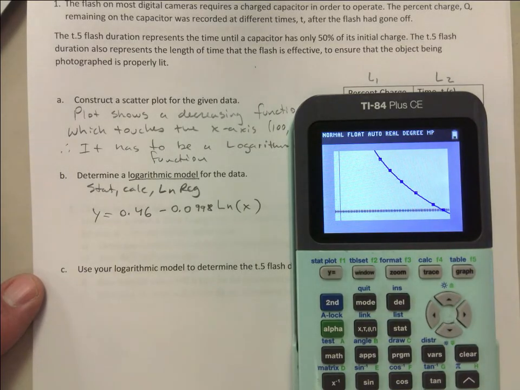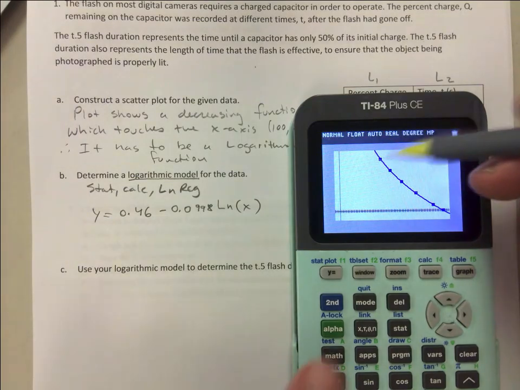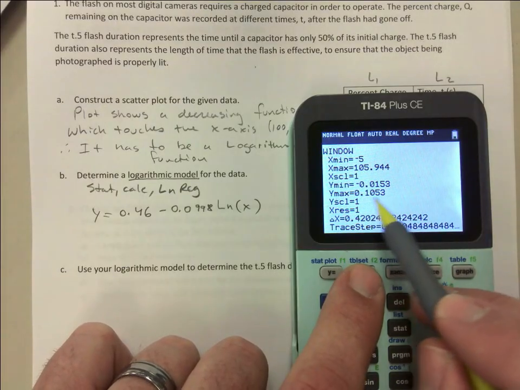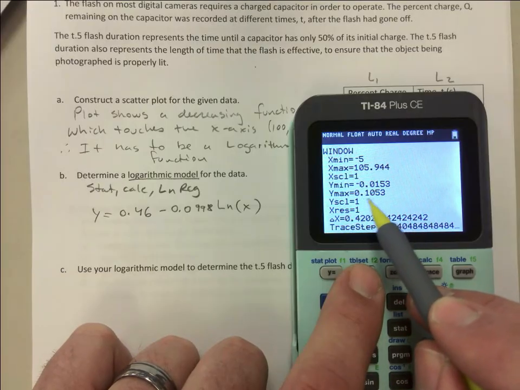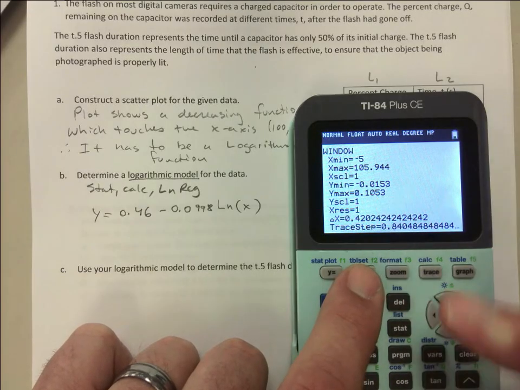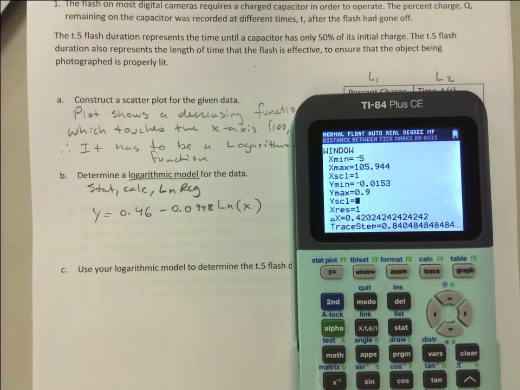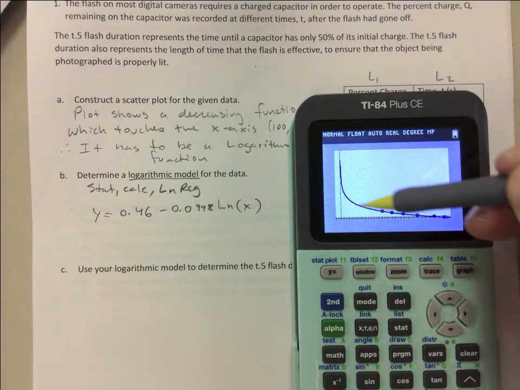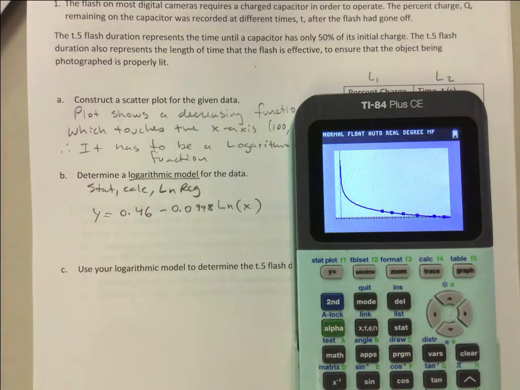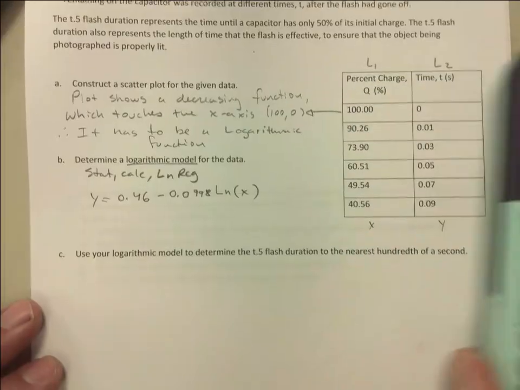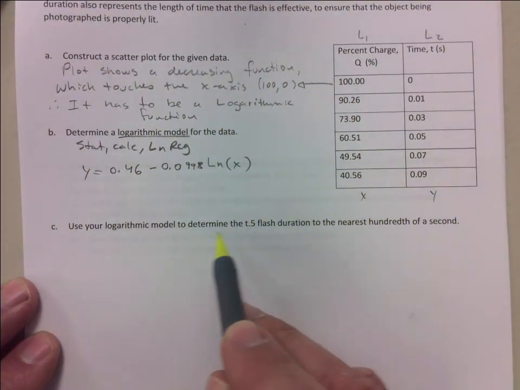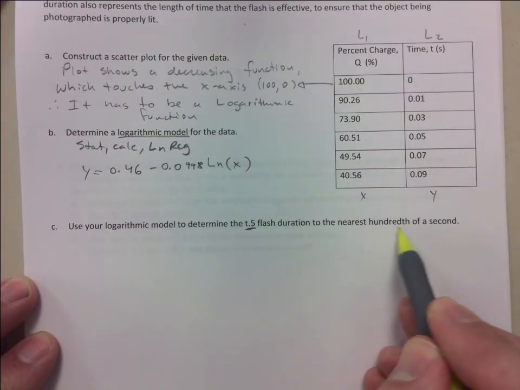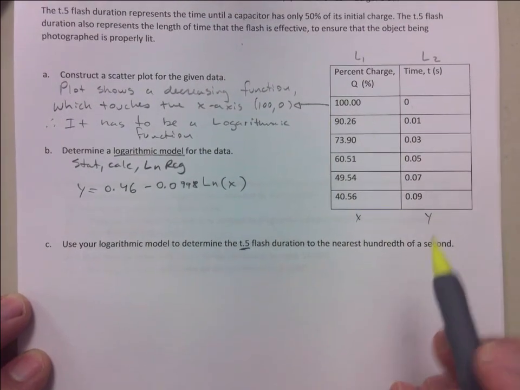And there it is. We can go a bit higher on the y max, but don't go too much higher. Let's try 0.9 for my y max. See, then you see a bit more at the top here. Okay, so that's a pretty good graph. Use your logarithmic model to determine T50 flash to the nearest hundredth of a second. What is that?